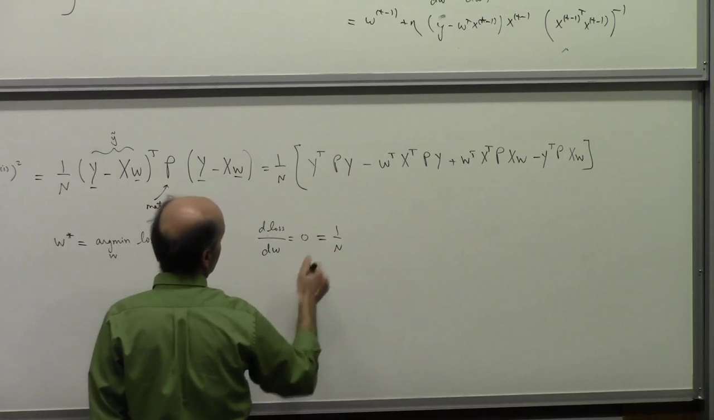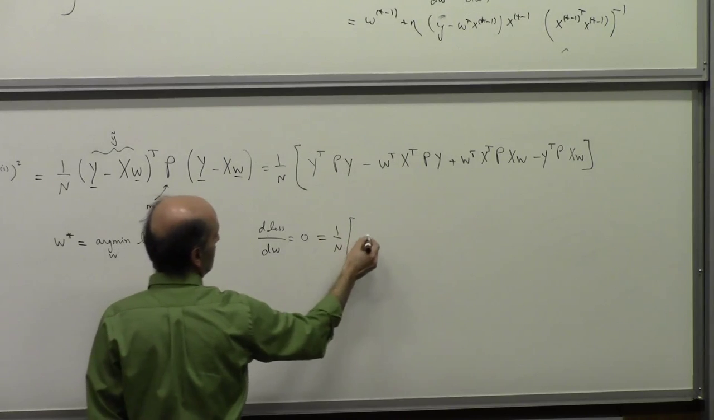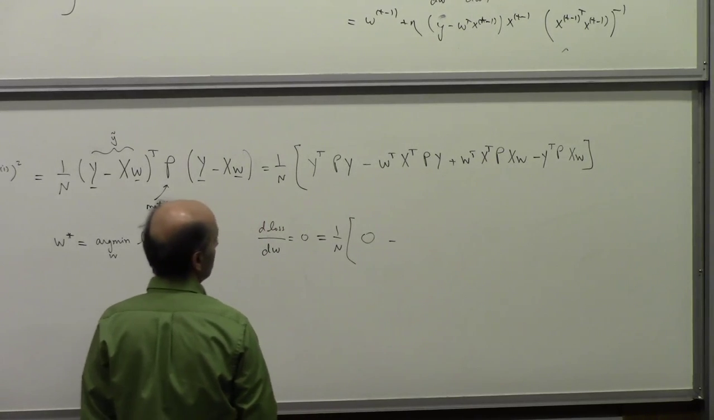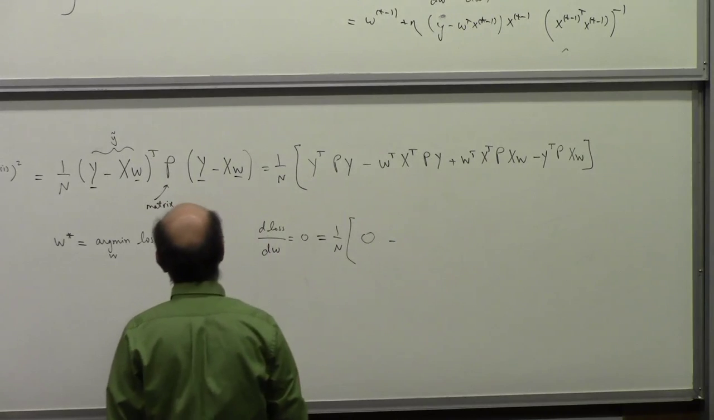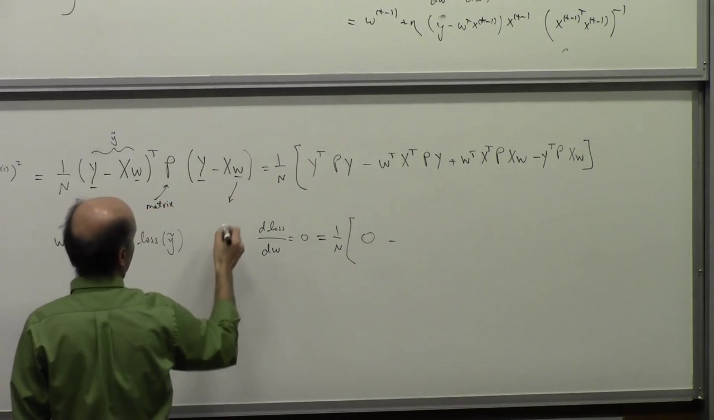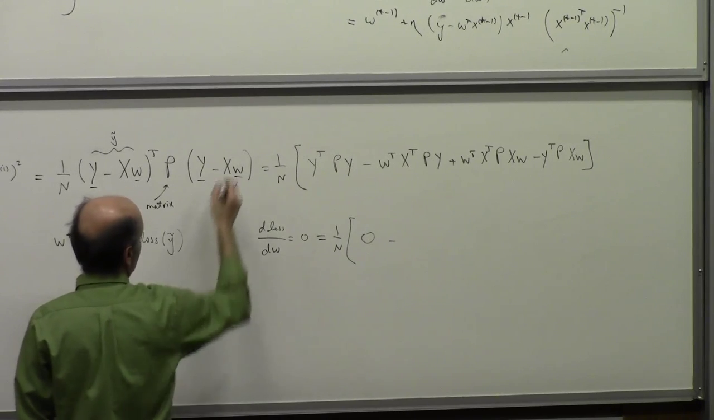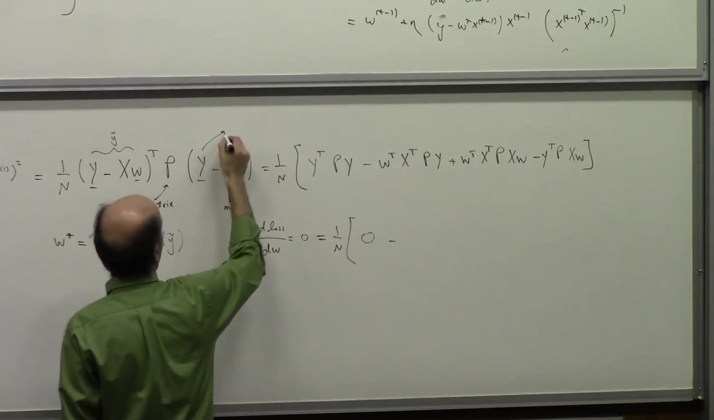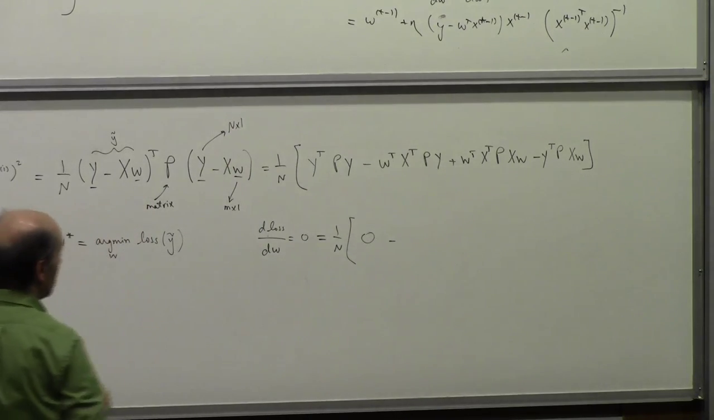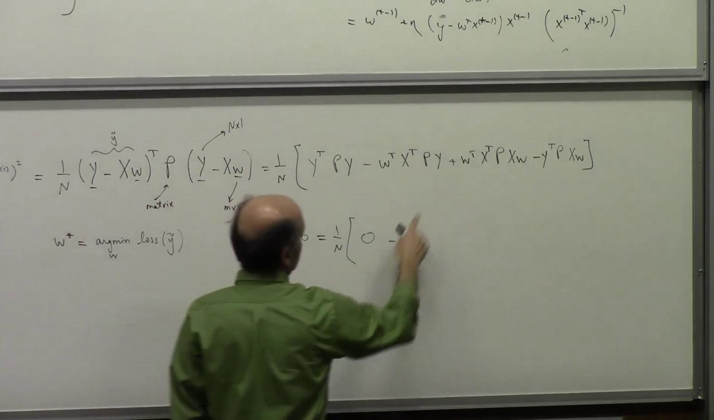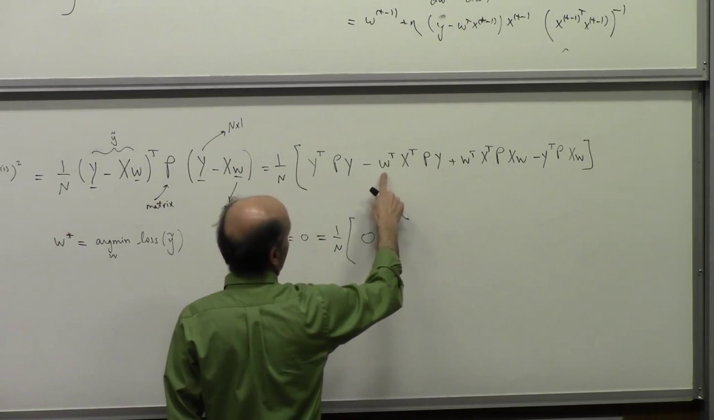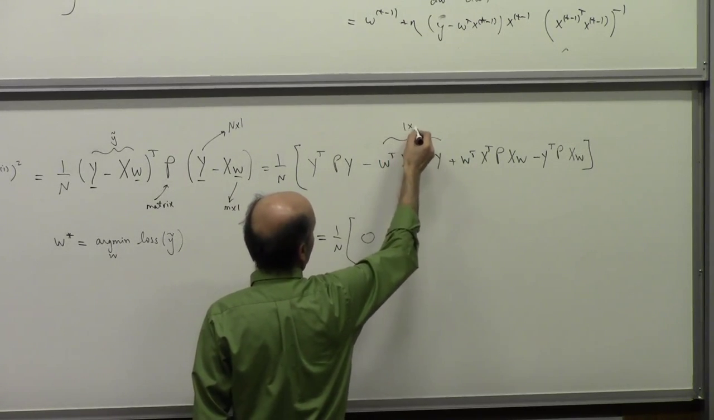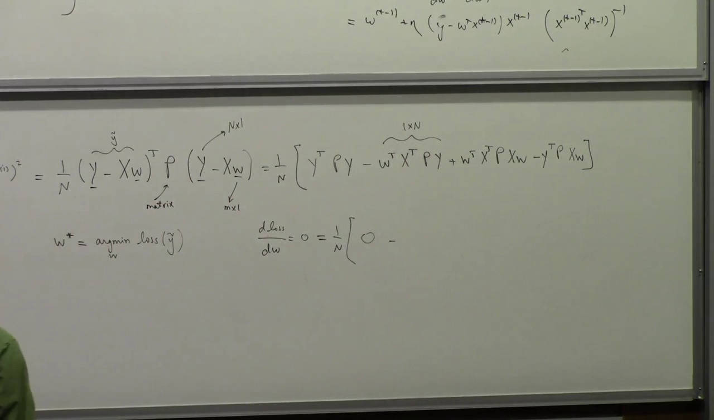It's 1 over n. The derivative of the first term with respect to W is 0. What's the derivative of the second term with respect to W? Well, let's take a look at this function here. W is a vector, let's call it a vector of size m by 1. And then y is a vector of size n by 1. That's the number of data points that I have. So what I have here is a 1 by n size, this is a 1 by n size scalar, sorry.